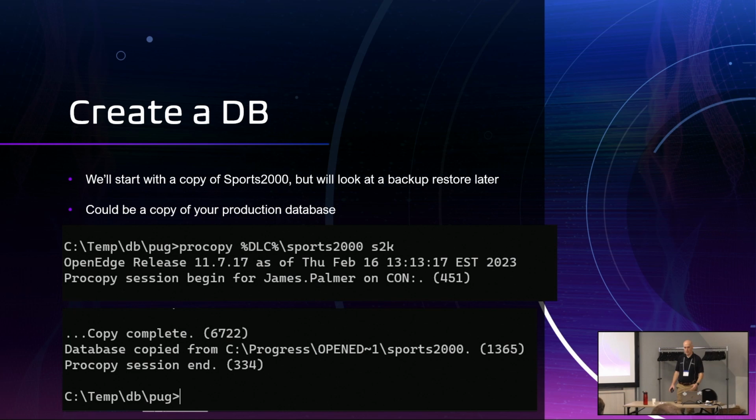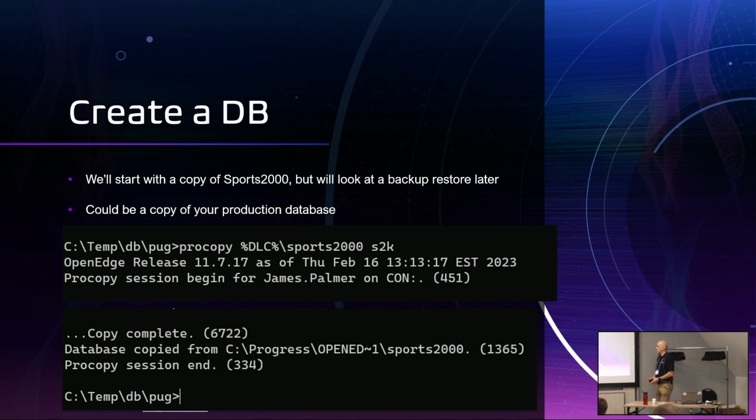And let's get stuck in. Let's create a database. We're going to start with a copy of the Sports 2000 database. It's a very simple, small database that gets shipped with every OpenEdge release. I'll show you how to do a restore of a backup later, which means you could take a copy of your own production database or a test database and restore that onto your local machine as well, if you prefer to play around with your own database. Sports 2000 is great because it's small. You can delete it, restart it, recreate it, delete it, recreate it very, very quickly.